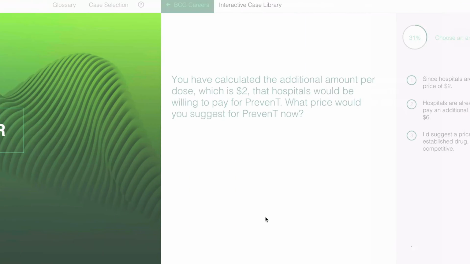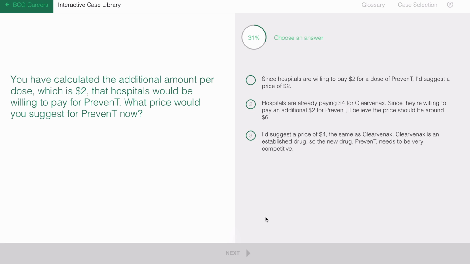Great. You have calculated the additional amount per dose, which is $2, that hospitals would be willing to pay for Prevent-T. What price would you suggest for Prevent-T now? Remember here that we don't want to price Prevent-T at $2, right? We calculated that the economic value that Prevent-T provides compared to Clearvanax is $2. So if Clearvanax is priced at $4, hospitals would be willing to pay up to $6 for Prevent-T because overall it performs better.